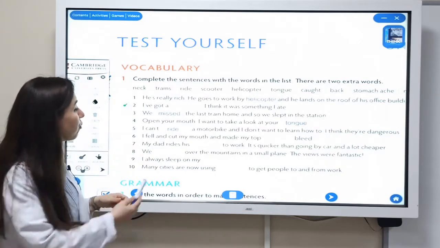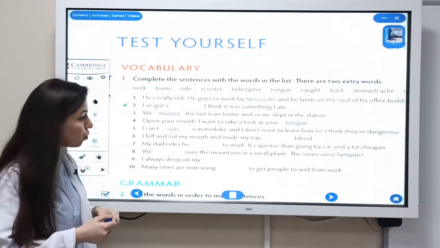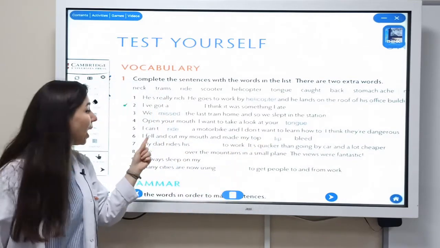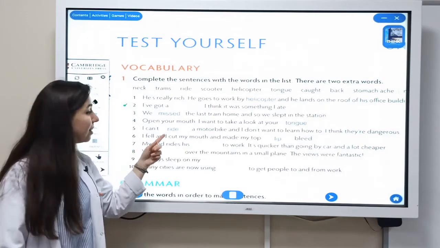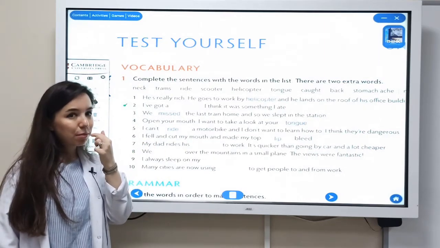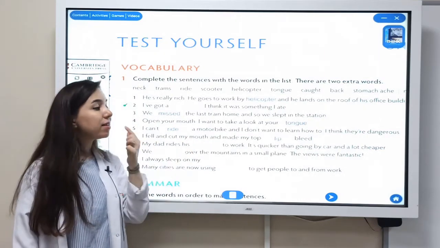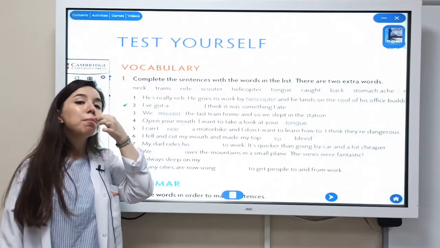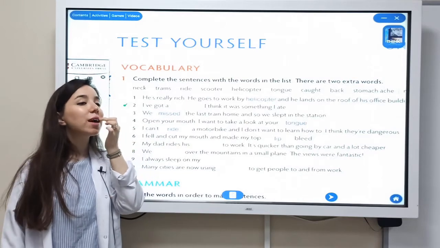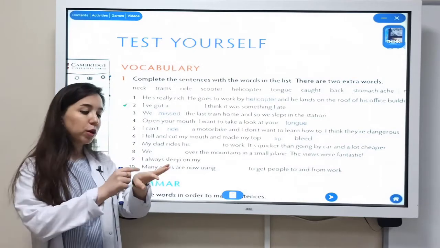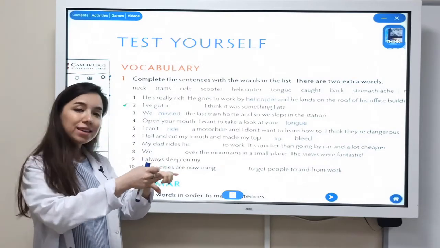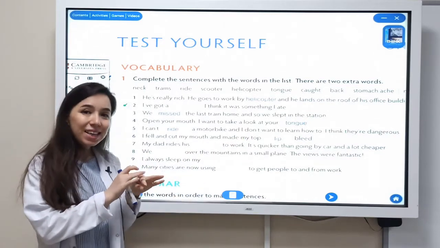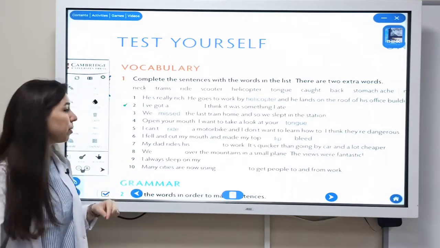Yes. I fell and cut my mouth and made my top lip bleed. Yes, cut my mouth and made my top lip here bleed. When you cut your lips, the blood is coming from here. For example, here it's cut, blood is coming. Or you cut your finger, blood is coming from here. So we say that my finger is bleeding. Yes, bleeding means blood is coming from there.